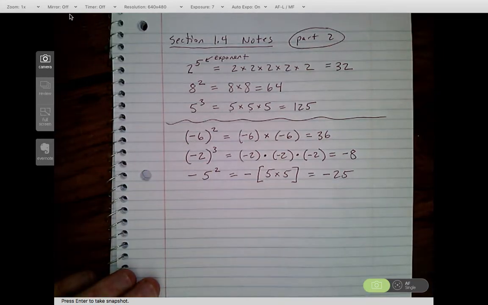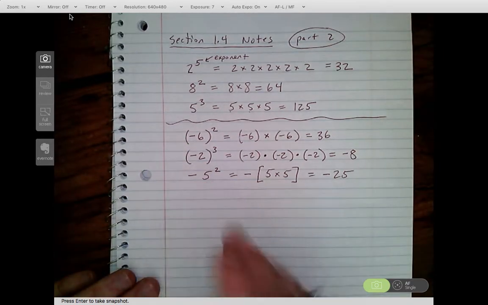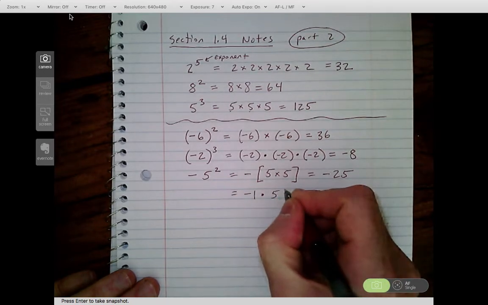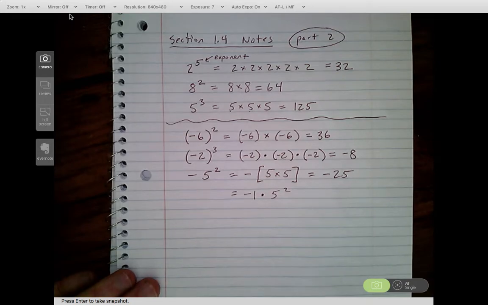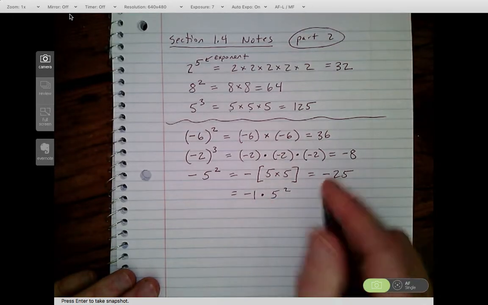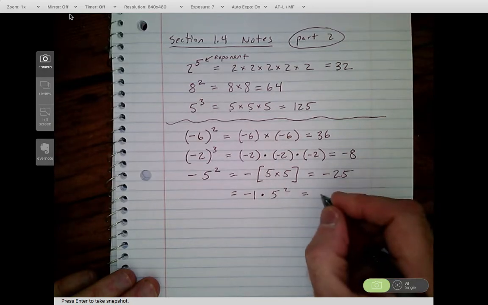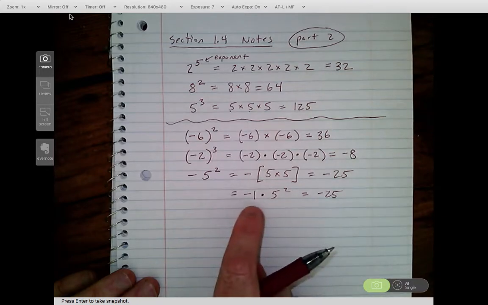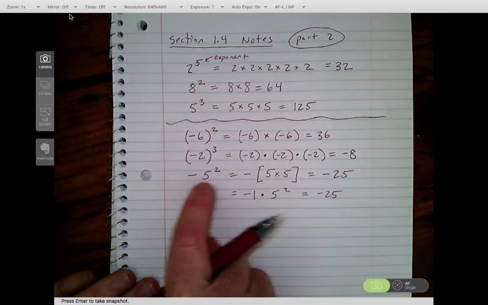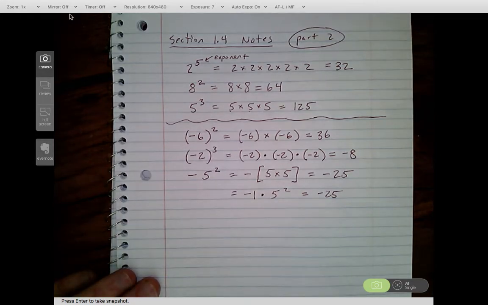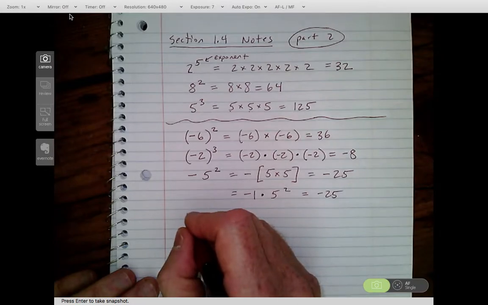And that can be a little bit confusing. Another way to think about this is negative 1 times 5 to the second power. So again, 5 to the second power is 25, and 25 times negative 1 is negative 25. So both ways are fine, but just remember, if it's not in parentheses, then you don't do the exponent on the negative sign. That can be tricky.